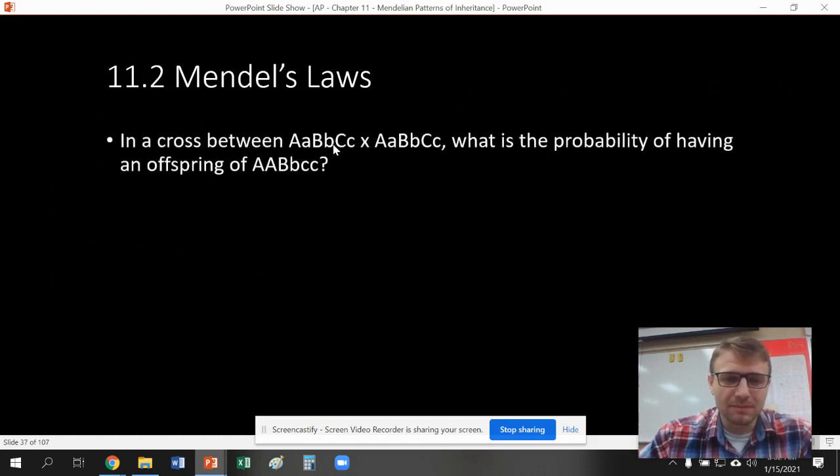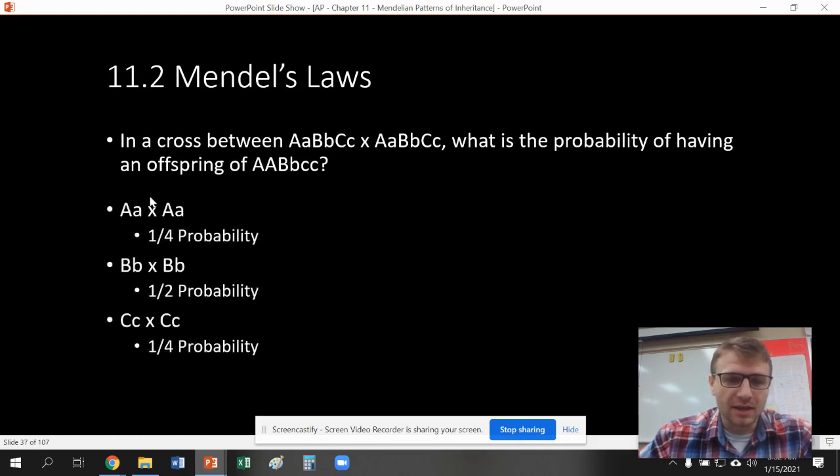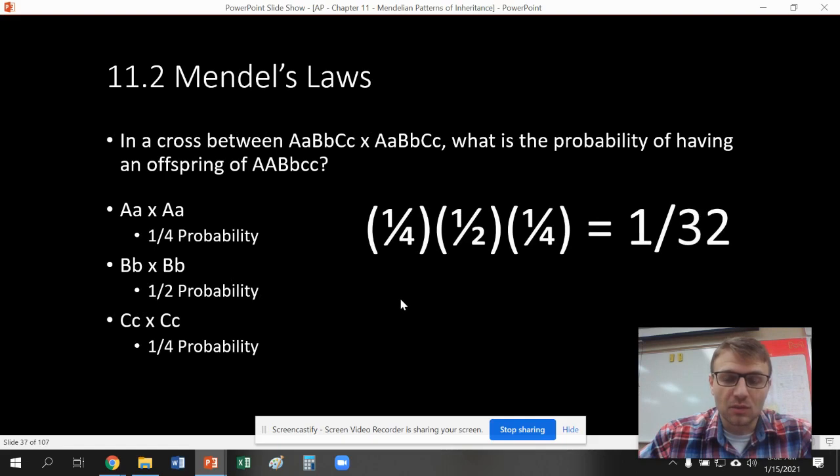Big A, big B, little b, big C, little c. And then you can see the same thing here. What's the probability of getting this? Again, we're looking at each of these. It's a 1/2 if we do the monohybrid between the A's, a 1/2 if we do the B's, and a 1/4 if we do the C's. So 1 in 32 chance. So 1 out of 32 are going to be this combination.